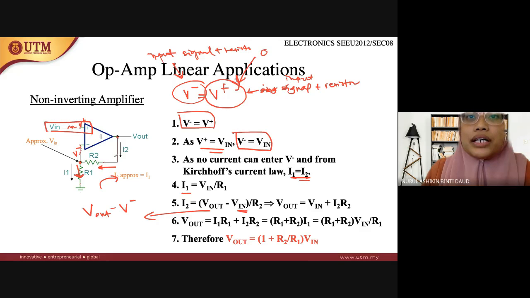Okay, so that's why it is very important for you to know the flow of current, because if you don't know the flow of current, you will say V minus minus V output. So this is wrong. V minus minus V output is wrong. It should be V output minus V minus, and divide by R2. So this is V in.